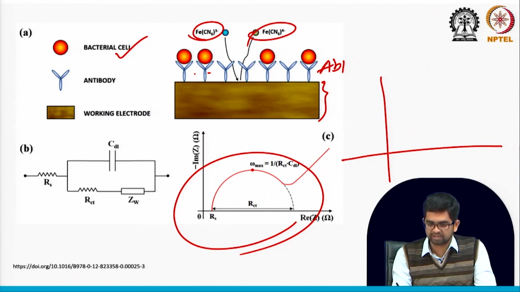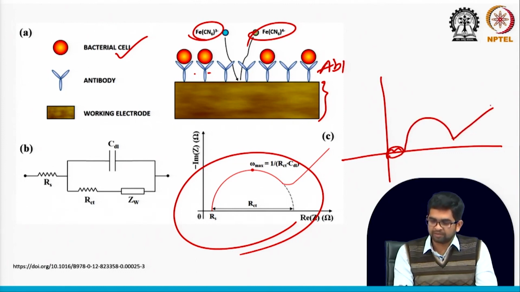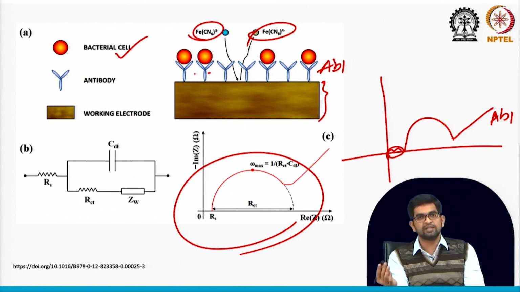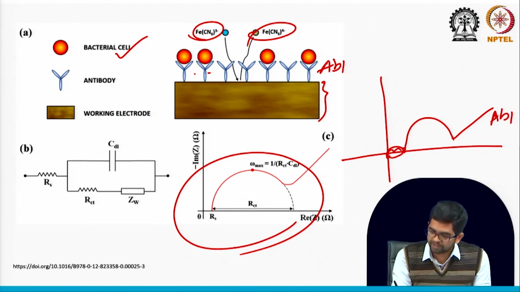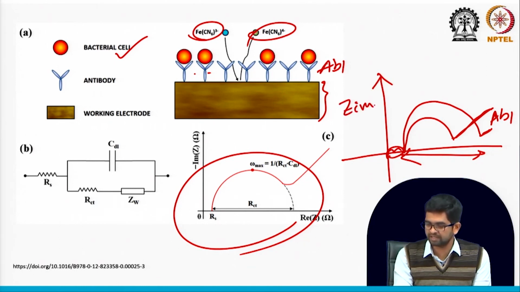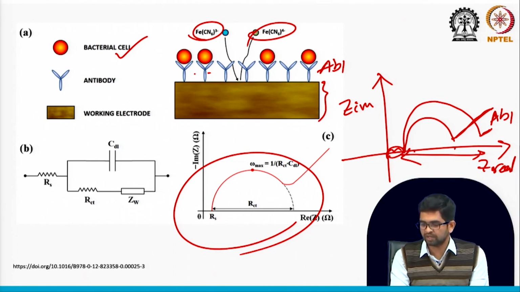So it will never start from 0, because you have some solution resistance. So it will start something like this. With the antibody, you will get this. Now when you drop the bacterial cell on the electrode surface, definitely the impedance value will increase. So what will happen? Then you will get something like this. See, this value will decrease, and this value, impedance, is increasing. On the y axis we have Z imaginary, and the x axis is Z real. So this real value we will measure.